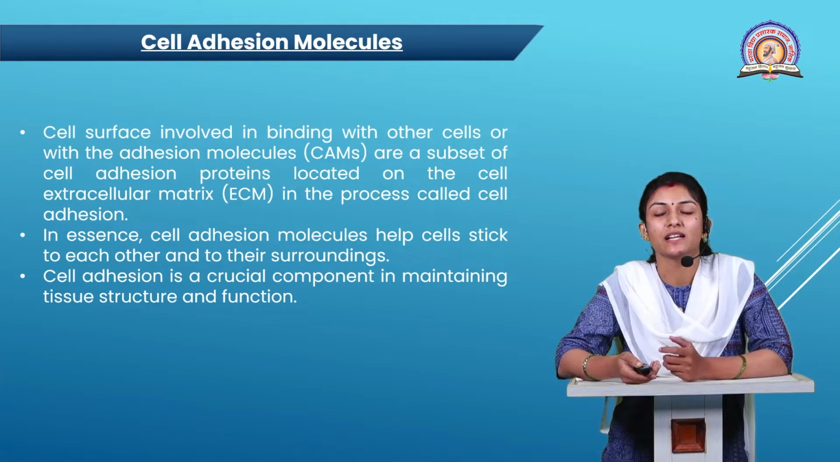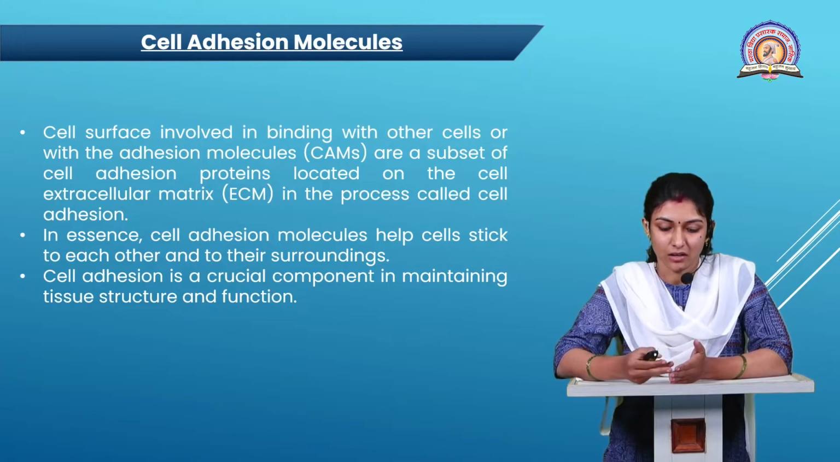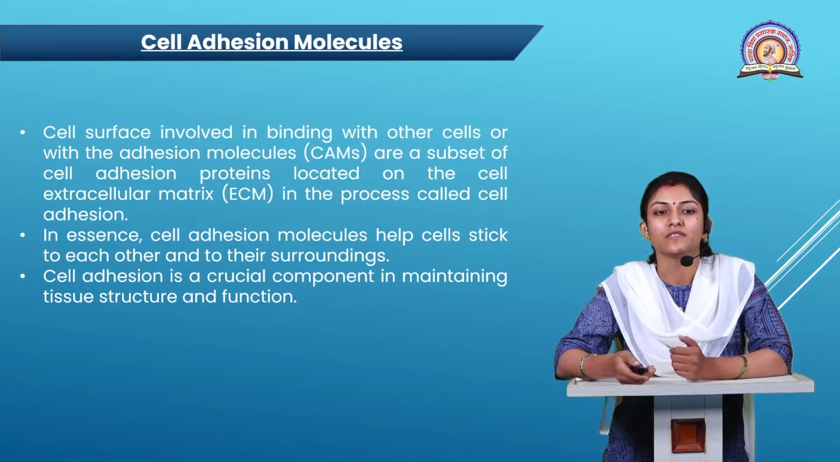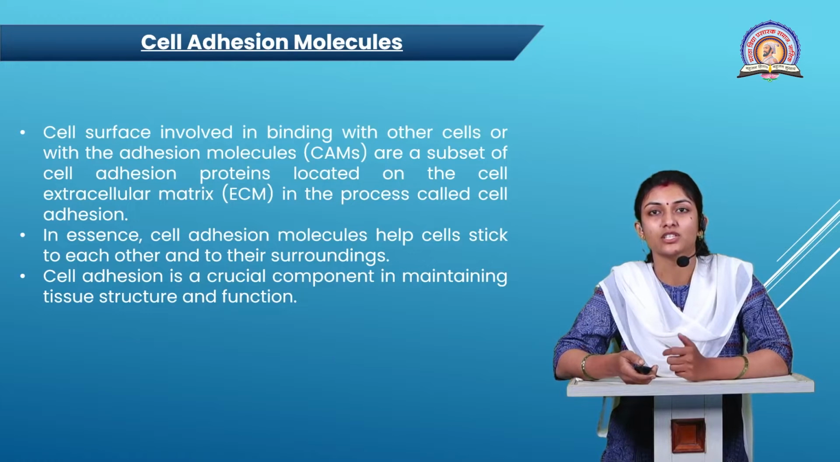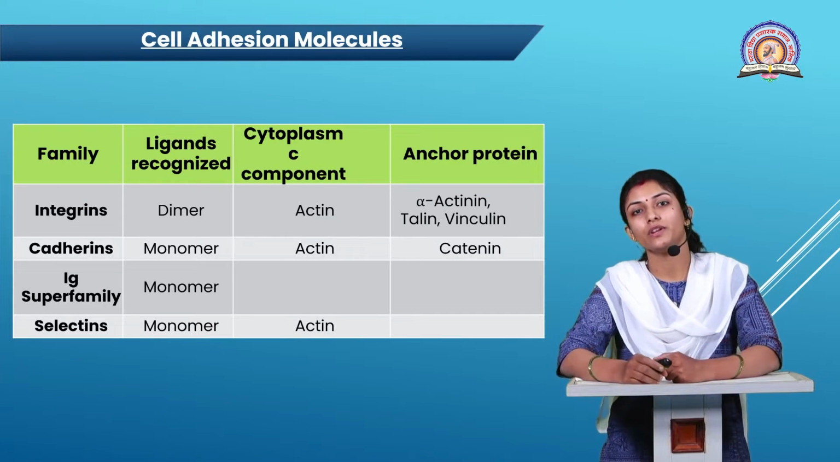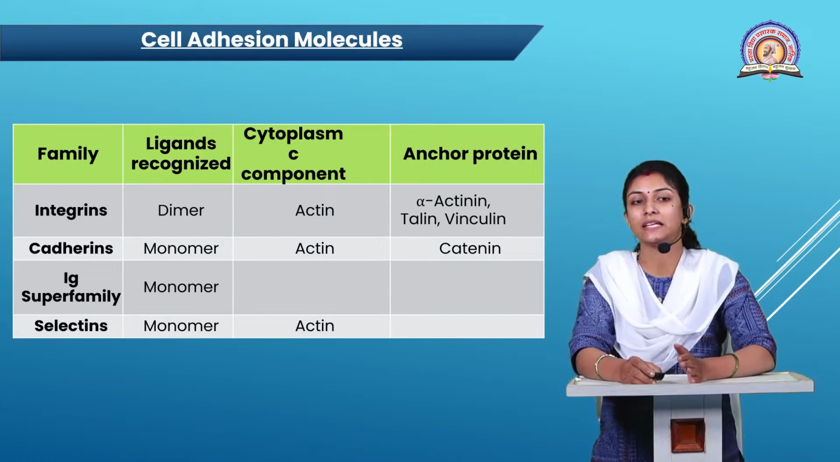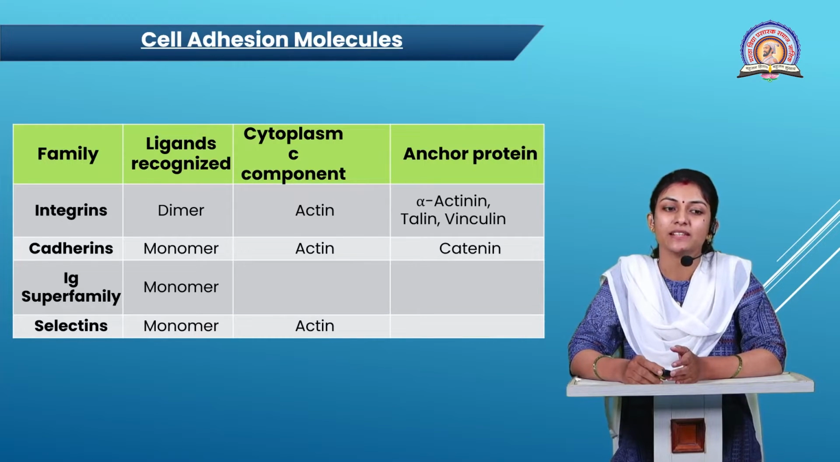Cell adhesion molecules are surface binding proteins, a subset of proteins embedded in the extracellular matrix. They are present in the outer membrane of the cell. Cell adhesion molecules are cell surface proteins involved in binding with other cells or with the extracellular matrix, and this process is called cell adhesion. Cell adhesion molecules help cells stick to another cell. There are four different types of cell adhesion molecules: integrins, cadherins, Ig superfamily, and selectin.